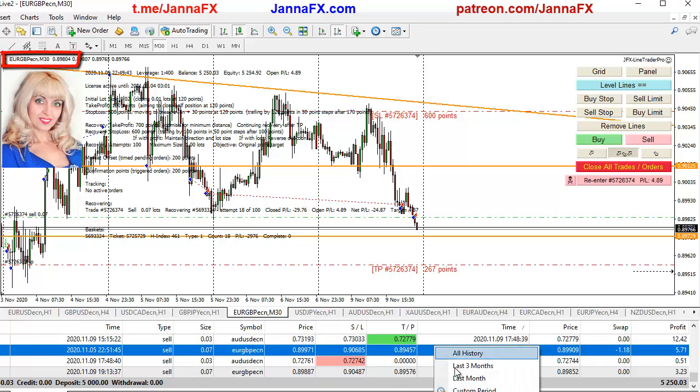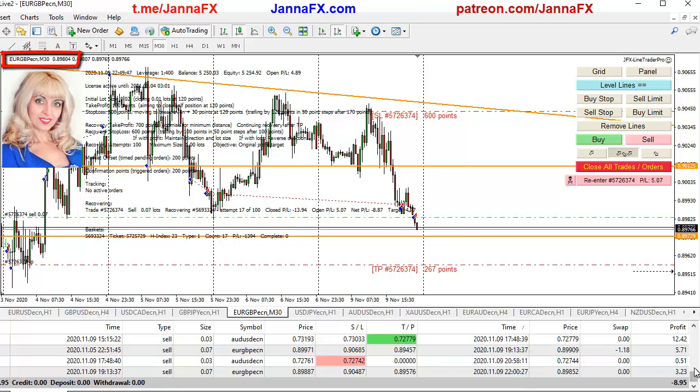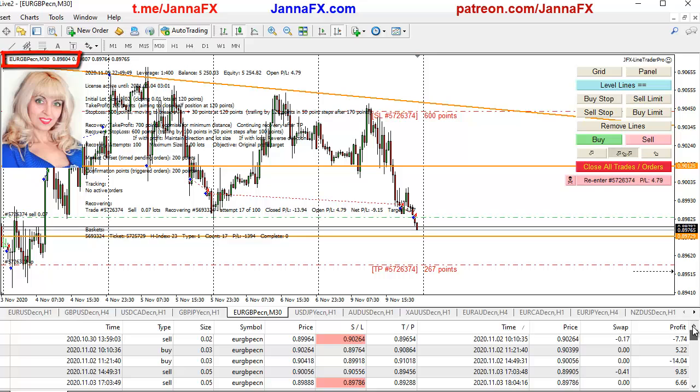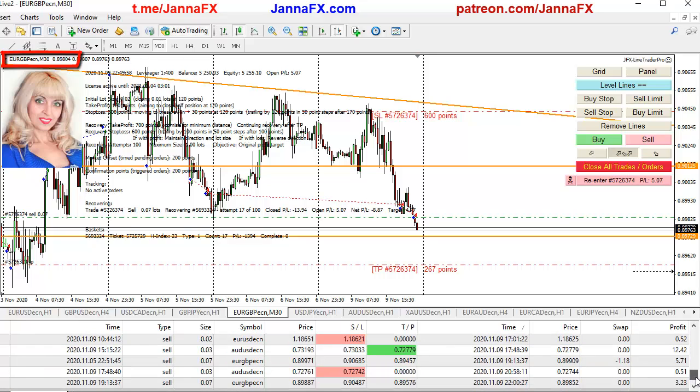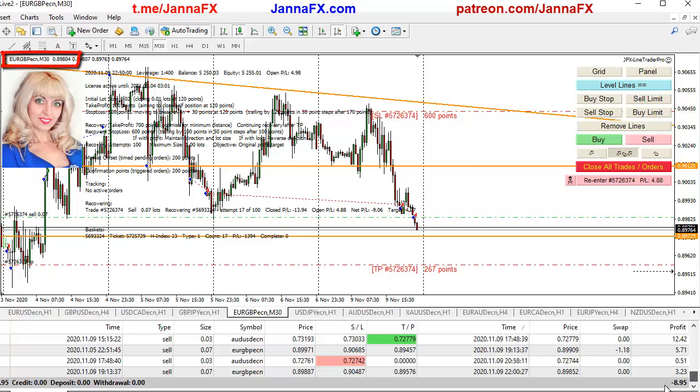Let's say last month, is it going to be last month? Yes, so it's last month. You see euro pound, mostly euro pound, except I had an Australian dollar trade today. I will show you that one also. You see, I had a losing one and a winner, but we forget about this right now. So you see, I still have to cover about $8.95. And look what I'm going to do again. I'm going to close it.